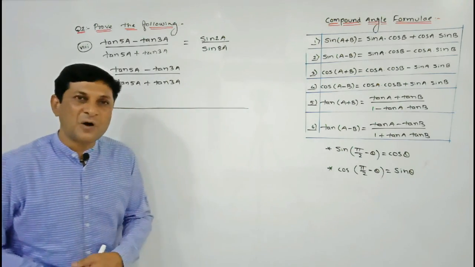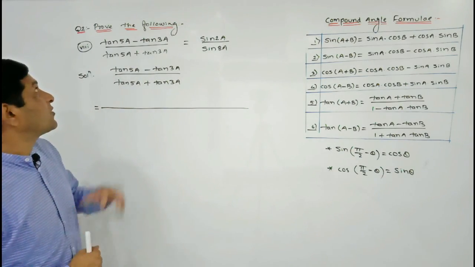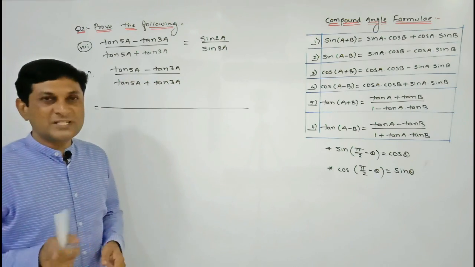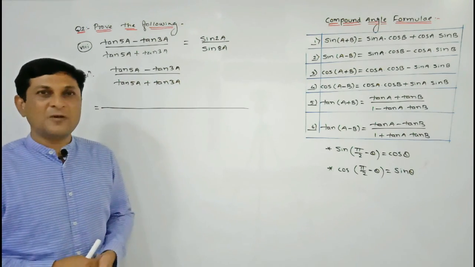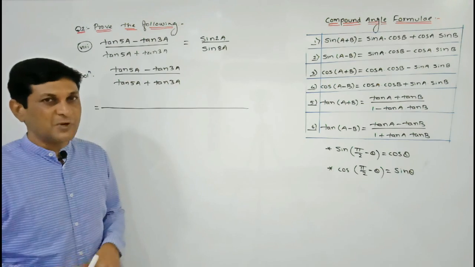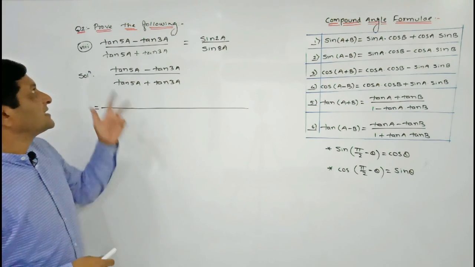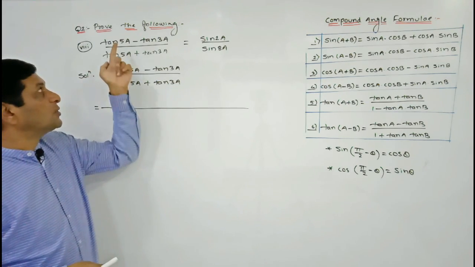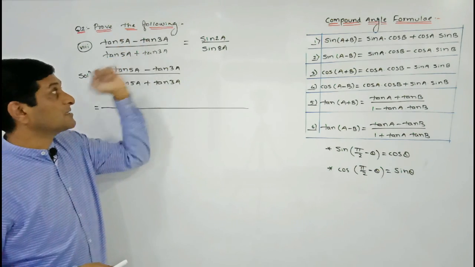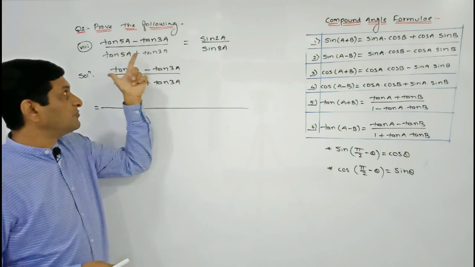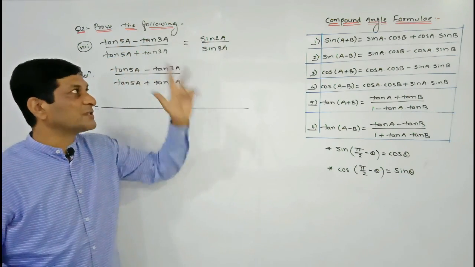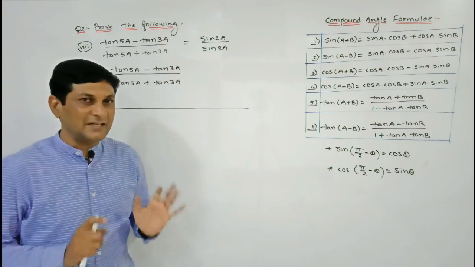In the last video, we have completed the first 7 examples from question number 2 of the first exercise 3.1. Now we are solving the remaining 5 examples from question number 2. See the example number 7. Here we have to show that the value of (tan 5a minus tan 3a) divided by (tan 5a plus tan 3a) is equal to sin 2a divided by sin 8a.